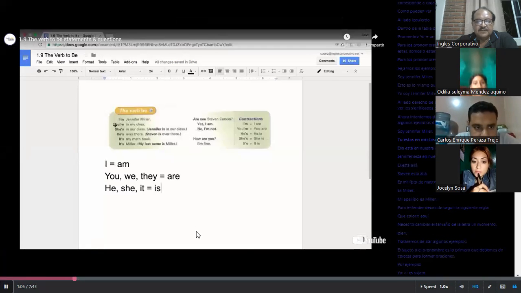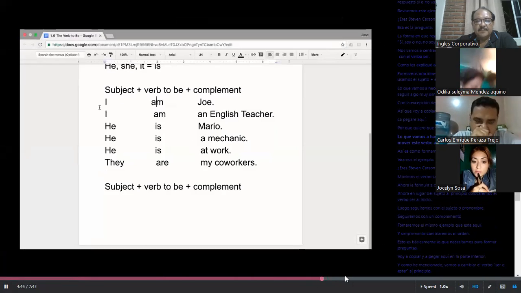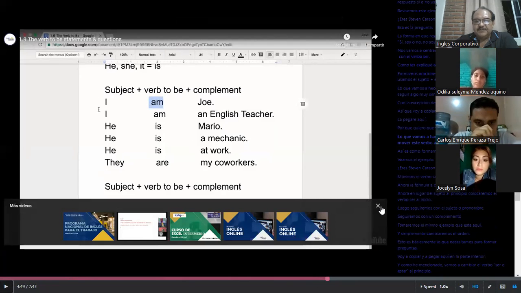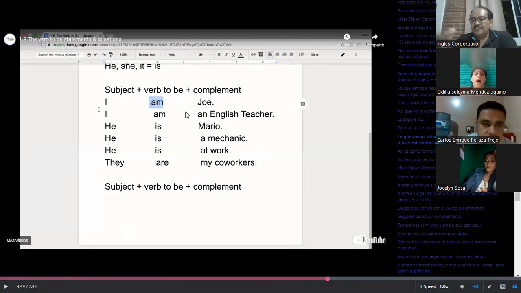I'm Jennifer Miller. You're in my class. Before the pronoun, okay? So we're going to move this verb to be before. Ya lo voy a poner desde el inicio, solo quiero que vean acá. Dice, I am Joe. El verbo to be es ser o estar, ¿ok? Tiene doble función, ¿ok? Depende del contexto, de lo que uno quiera decir, right? For example, if I say, I am Joe, yo soy Joe, I am Luis, ¿ok?